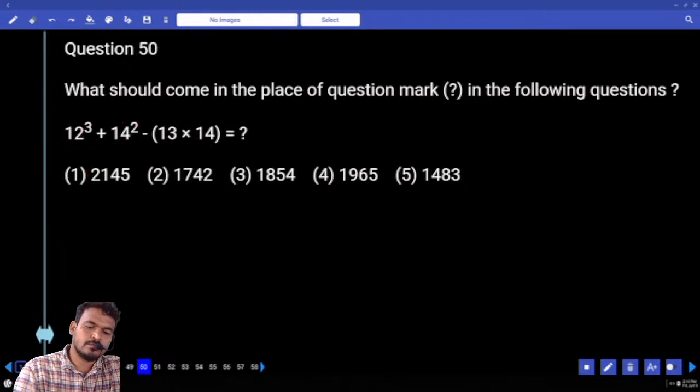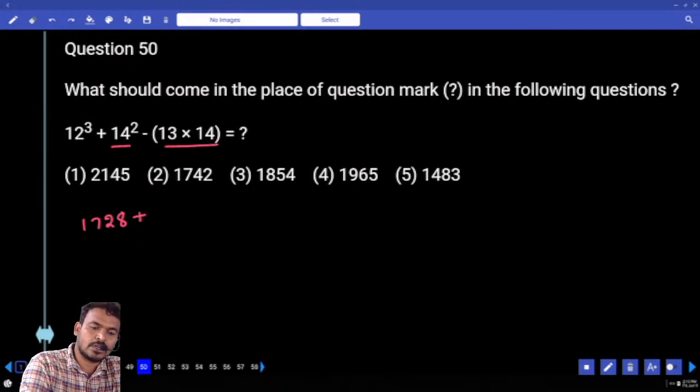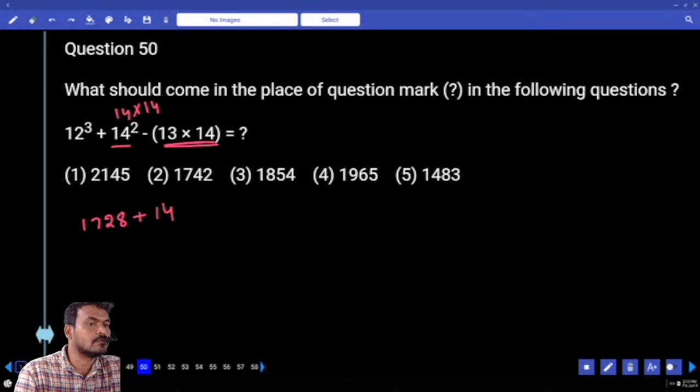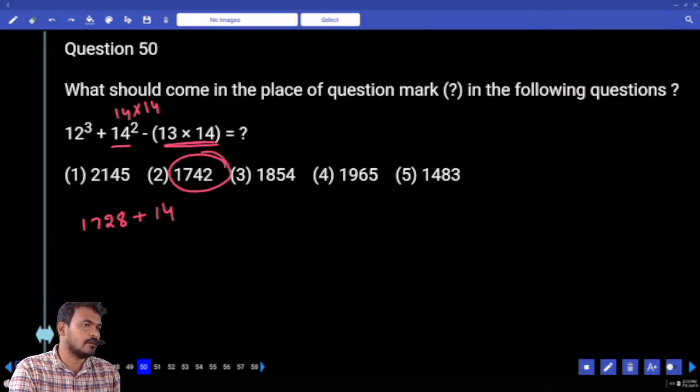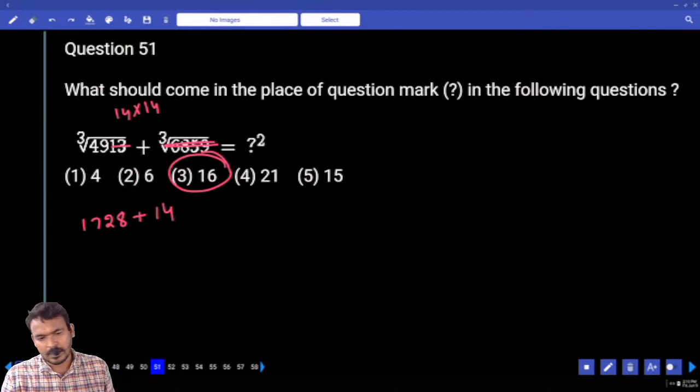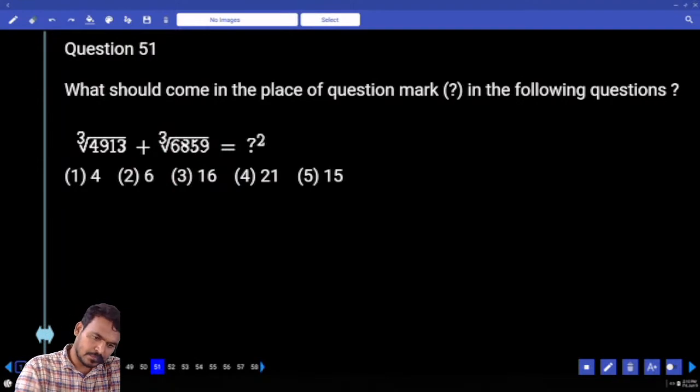What is 12 cubed? 1728 plus here 14 squared, and here 13 into 14. 14 squared means 14 into 14 times. In that we are subtracting 14 13 times. What is the remaining? Only 14. Okay, 1728 plus 14 is 1742. Question number 51. Cube root of 4913.